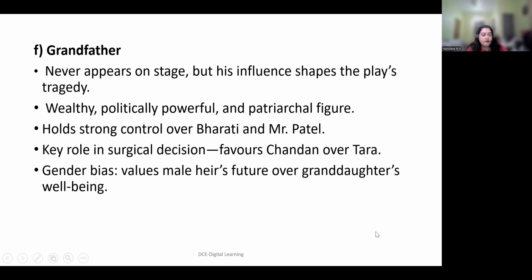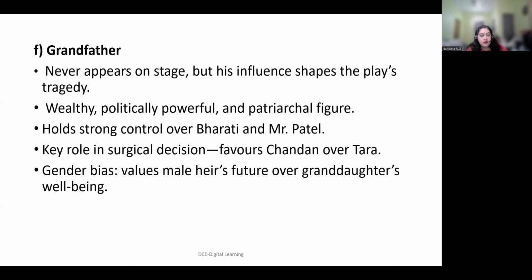Grandfather. The grandfather here in question refers to Bharati's father, an industrialist and an ex-MLA who is very rich. He never appears on the stage, but his influence shapes the play's tragedy. In fact, his name is also not mentioned. So, this man is extremely wealthy, politically powerful, and a patriarchal figure looming in the shadow. In fact, he is the puppet master through the strings of whom all the characters dance to his tunes.